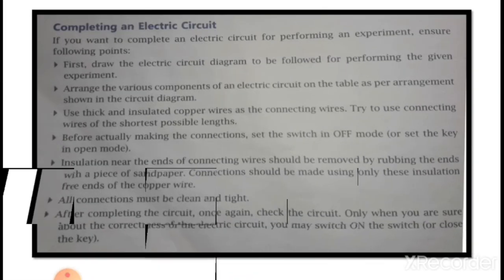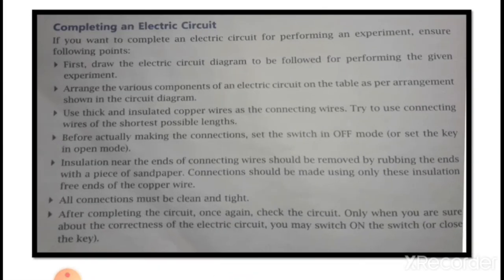And the next one is how to complete an electric circuit. If you want to complete an electric circuit for performing an experiment, ensure these points. First, draw the electric circuit diagram to be followed for performing the given experiment. Next, arrange the various components of the electric circuit on the table as per the arrangement shown in the circuit diagram. Use thick and insulated copper wires as the connecting wires. Try to use connecting wires of the shortest possible length.